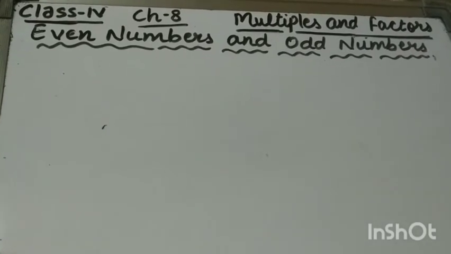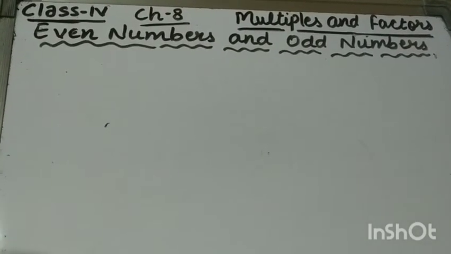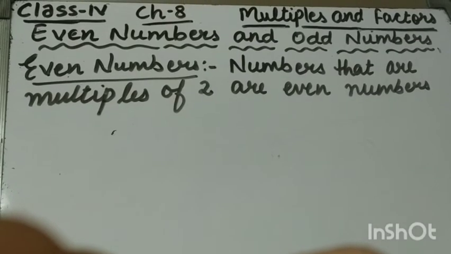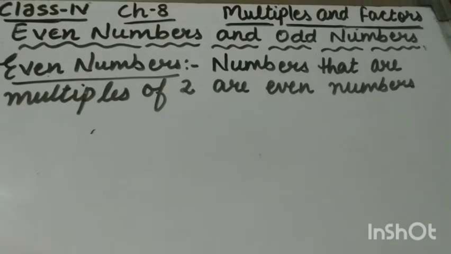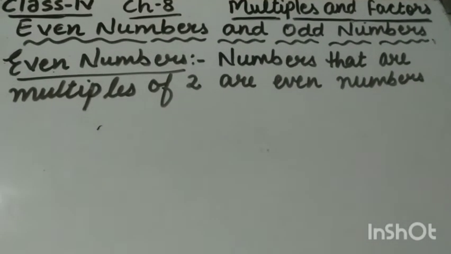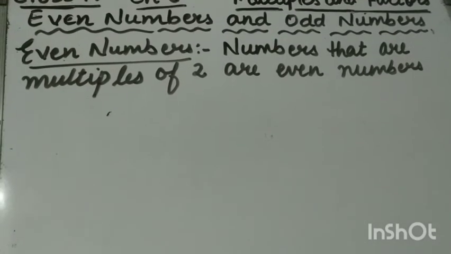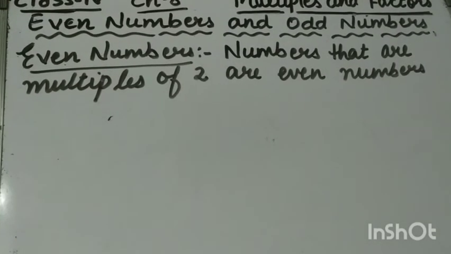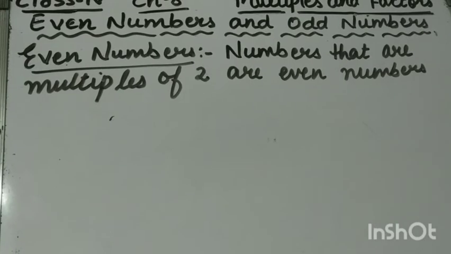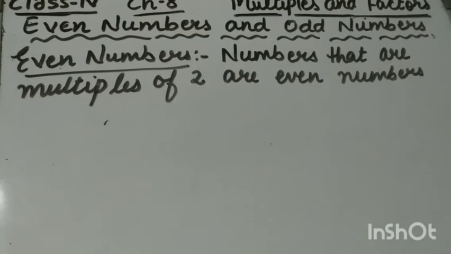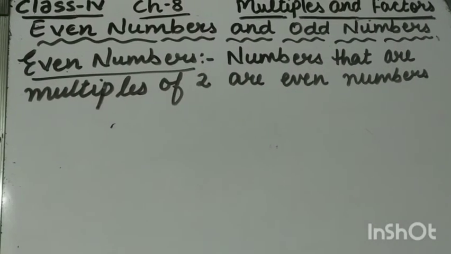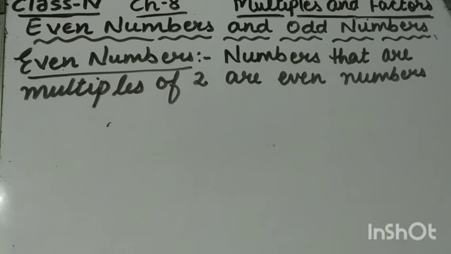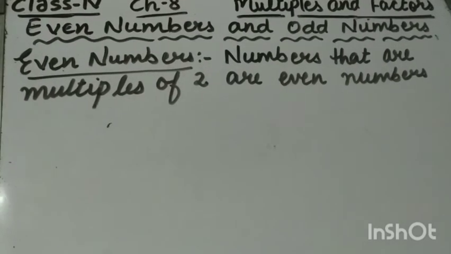Next topic is even numbers and odd numbers. First is even numbers. The numbers that are multiples of 2 are even numbers. Okay, the numbers that are multiples of 2 are even numbers, means the numbers that leave no remainder on being divided by 2. Okay, when we divide the number by 2, the remainder will be 0. Those numbers are called even numbers.